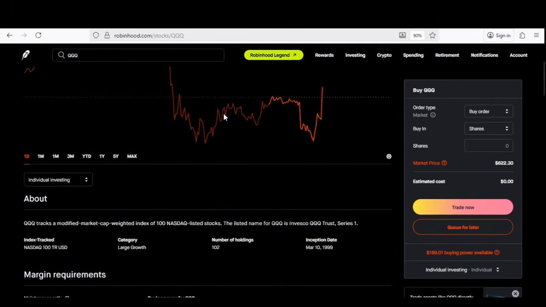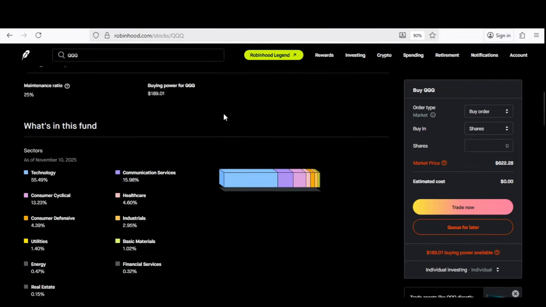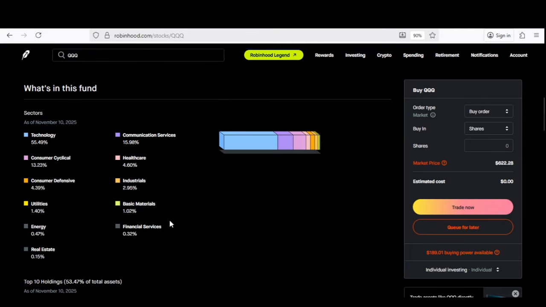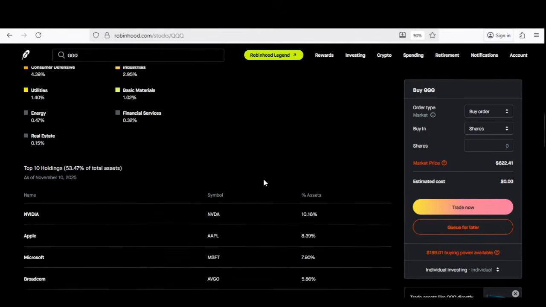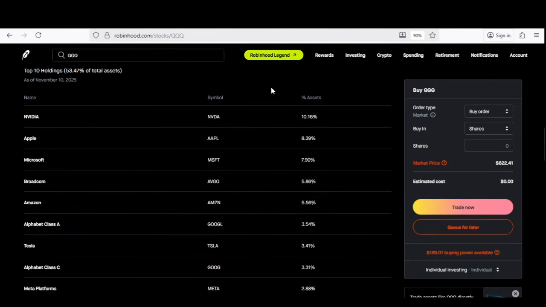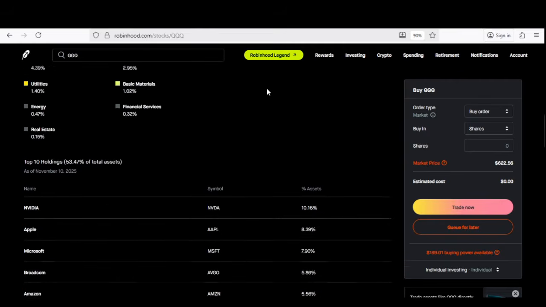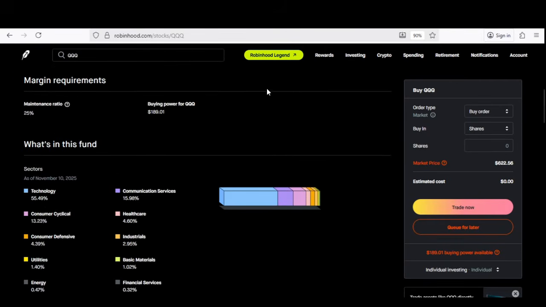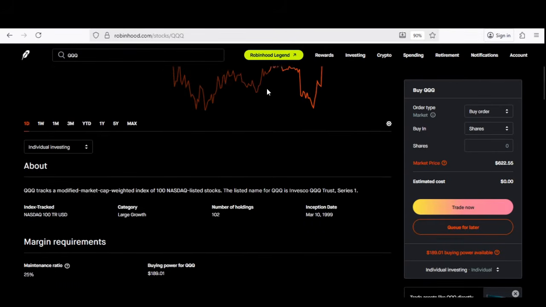If you don't know much about the triple Q, you can simply scroll down and you could see the stocks that it's made up of. One of the key factors about this ETF is that it's very tech heavy, as you can see here. The reason why we say it's very tech heavy is more than 50% is all tech stocks. And if you look right down here, Nvidia, Apple, etc. So this ETF is going to move a lot faster than the previous ETF I highlighted in the previous video.